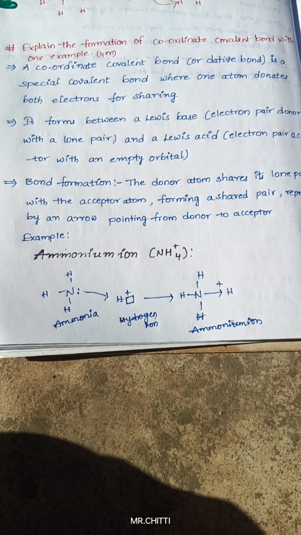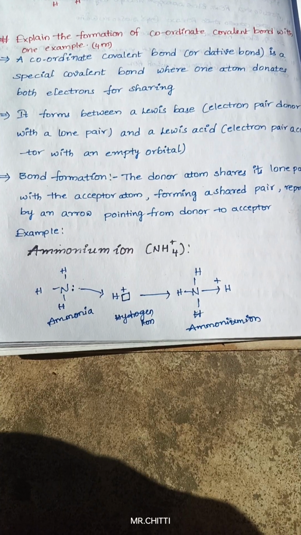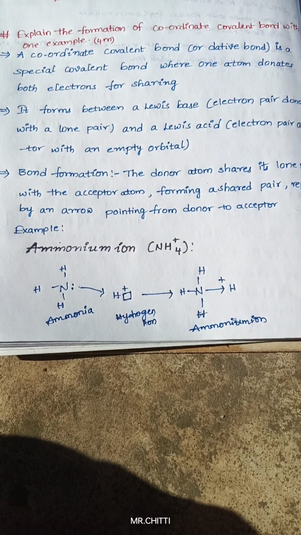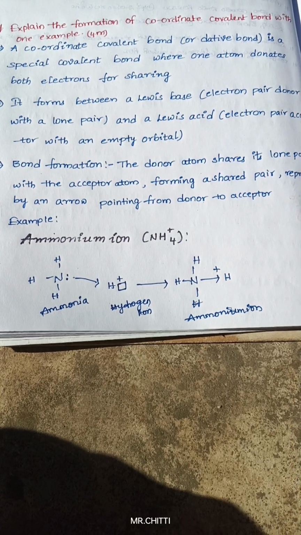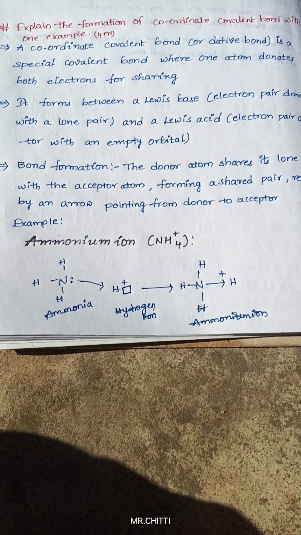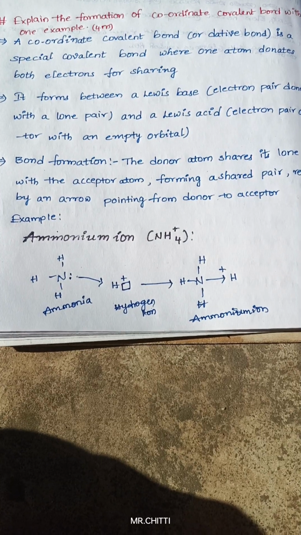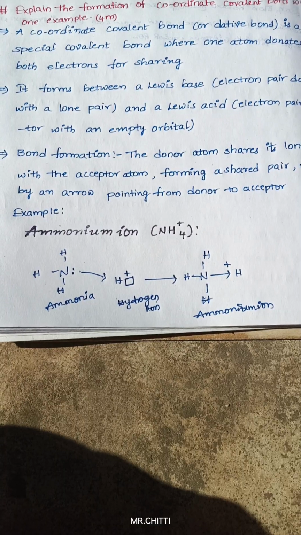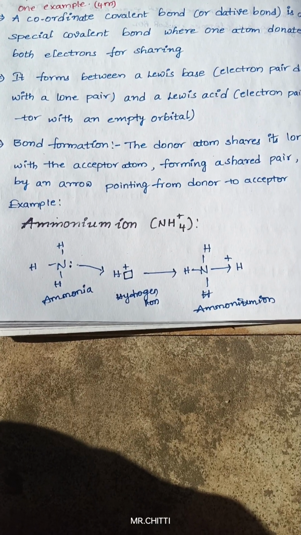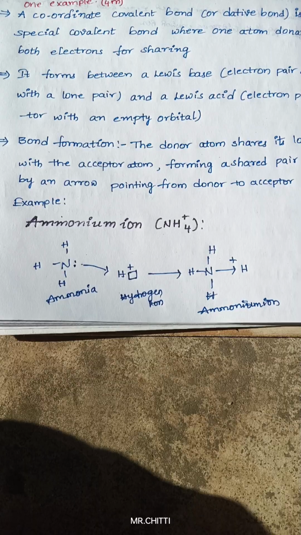Today we are discussing coordinate covalent bond with an example. What is a coordinate covalent bond? A coordinate covalent bond means it is a dative bond. It is a special type of covalent bond where one atom donates both electrons for sharing. It forms a bond between a Lewis base and a Lewis acid.